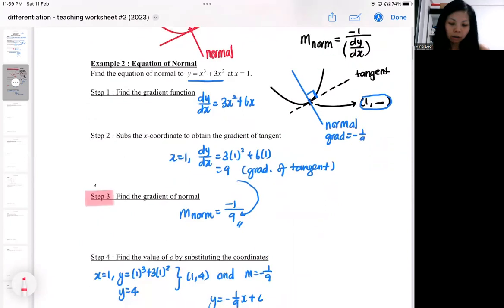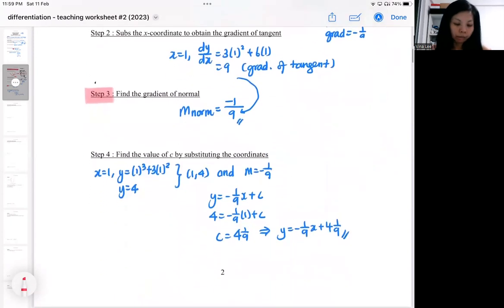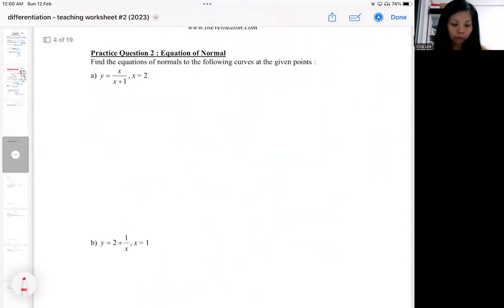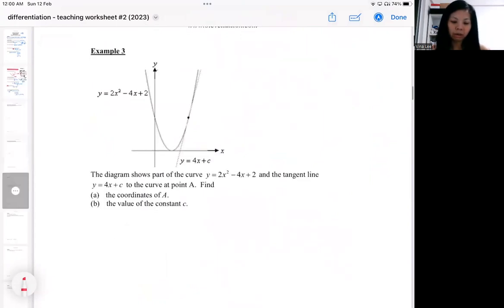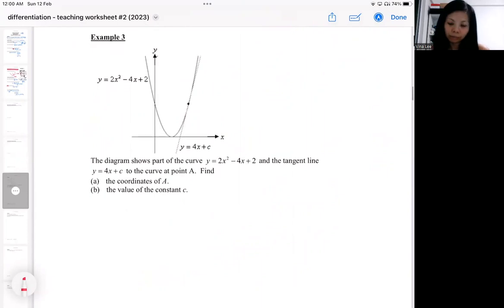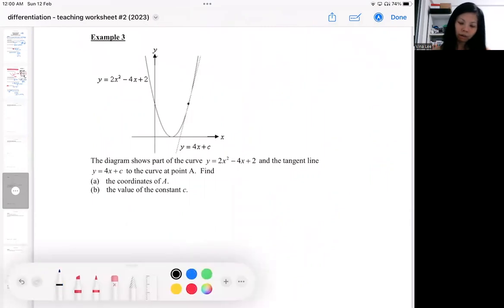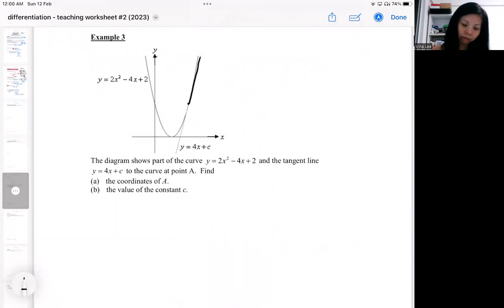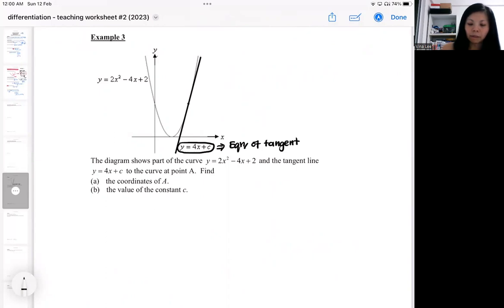Okay, and then obviously there are some extension questions. So there will still be some examples. I'm going to show you example 3 first to show that it's actually an extension of the tangent. So right now the question actually gave the equation. This is the tangent. And the equation is given. So this is the equation of tangent, and it is in the mx plus c form.